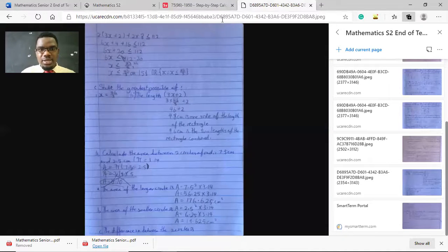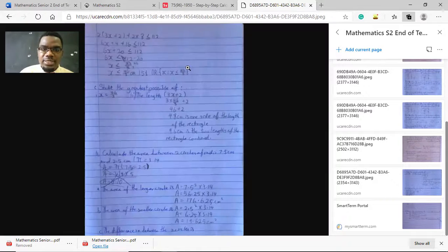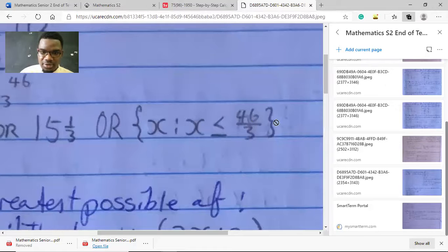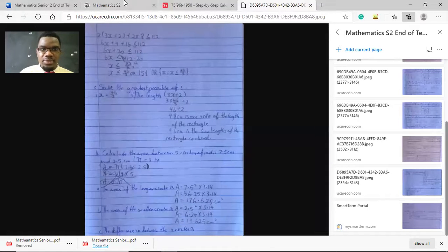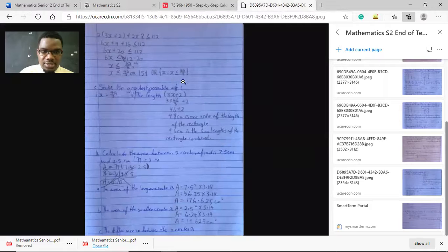Find a solution set. The solution set is this right here: x for all values of x such that x is less than or equal to 46 divided by 3. So when you solve this, you express it in the solution set here. Now the next question says, state the possible values of x. So the possible values of x, as I said before, is x equal to 46 divided by 3.